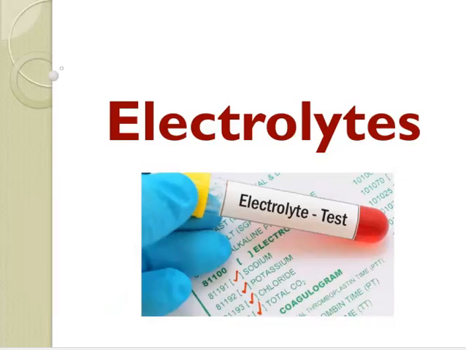Electrolytes are dissolved in our body within water and blood and produce an electrical charge and become ions. So where do we get electrolytes from? From our food, drink, and they're absorbed in the gut.